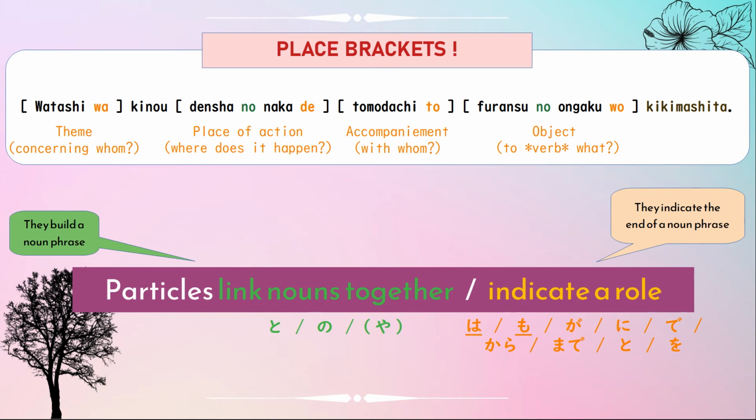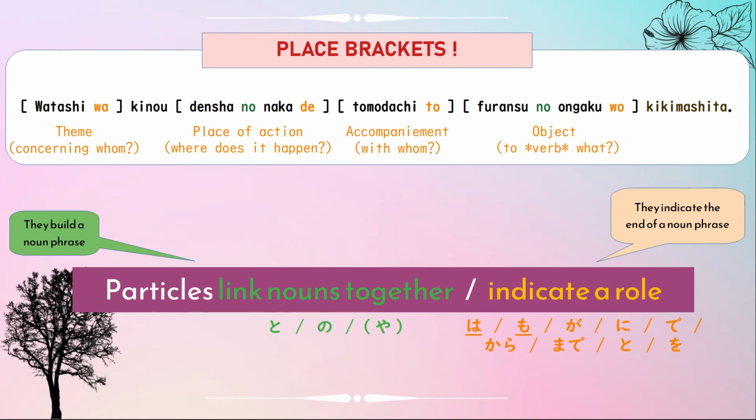So here it is. You have "watashi wa", first noun phrase. Then "densha no", okay, it links nouns together, so we are not ending the group here, but after you have "de", you have your noun phrase. Then "densha no naka de". "Tomodachi to", so that might be tricky because you have two "to". It could be a "to" that means "and" and then "no" that links nouns together, but it can also be the opposite. So you will know which "to" it is based on the context.